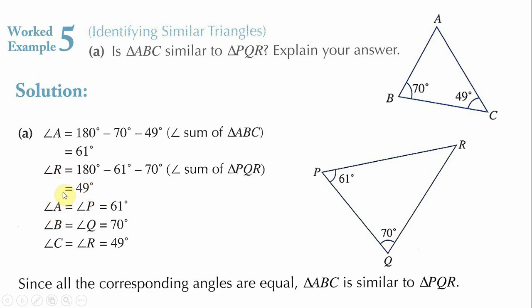Angle A and angle P are equal to 61 degrees. Angle B and angle Q are equal to 70 degrees. Angle C and R are equal to 49 degrees. So all the corresponding angles are equal.